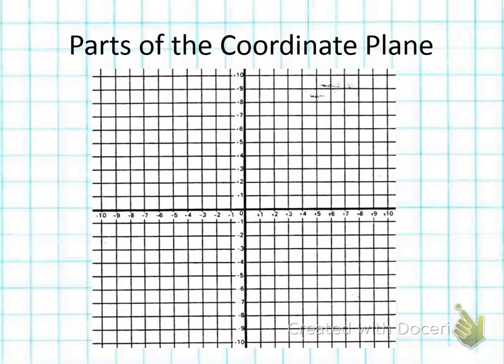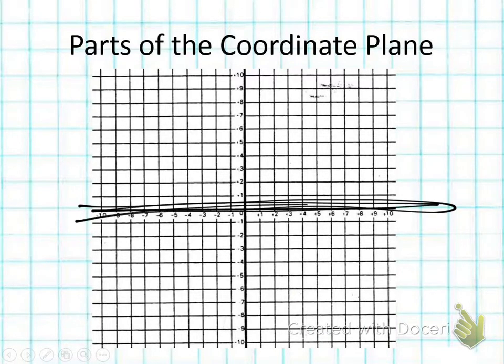Actually, before that, I want to talk to you about one more thing. Parts of the coordinate plane. Okay, just as a review, you all should know what axis this is. What axis is the one that goes left and right, everyone? X-axis, good. And what axis is the one that goes up and down? Y-axis, good. Okay, what quadrant is this one?